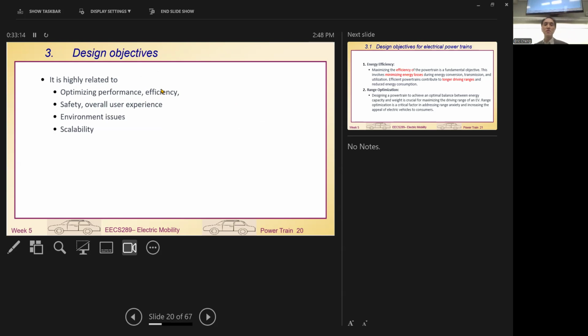Then we also have something called the design objective when we design the powertrain. Design objective means we need to optimize the performance and the efficiency of the whole system. And then, of course, we need to look into safety and the overall user experience. User experience means we need to make sure the design will be good for the user.